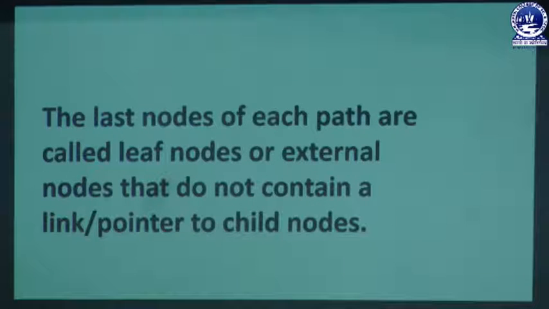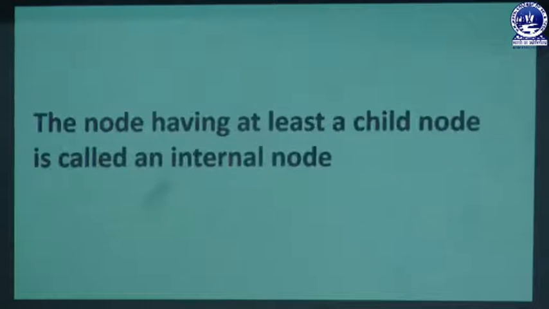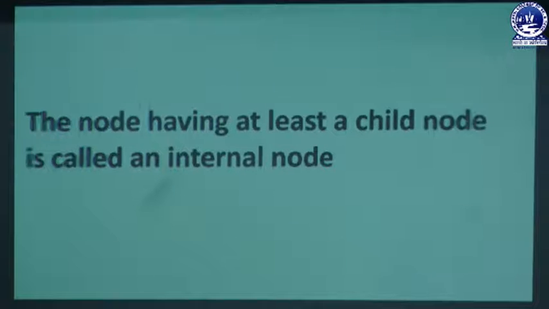The last nodes of each path are called as leaf nodes or external nodes that do not contain a link or pointer to the child node. The node having at least a child node is called as internal node. Also it may be called as parent node.